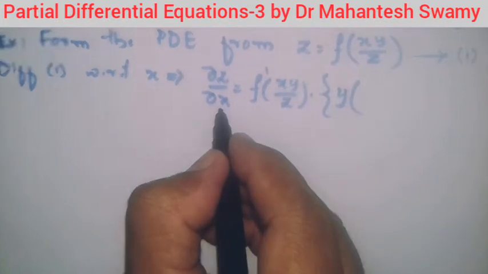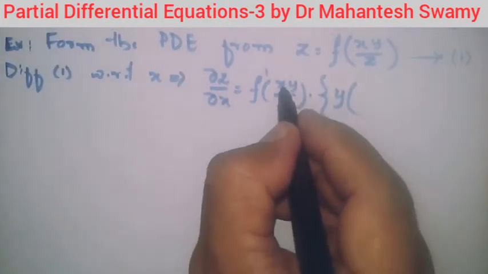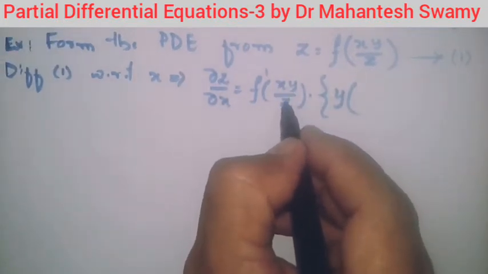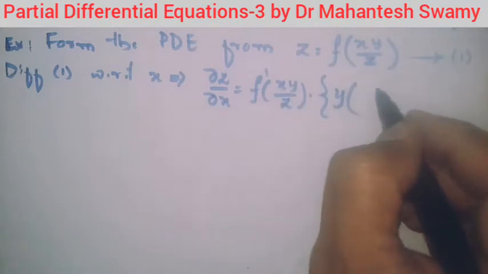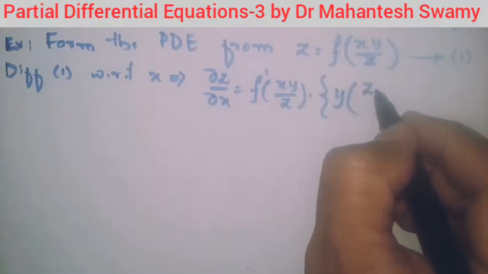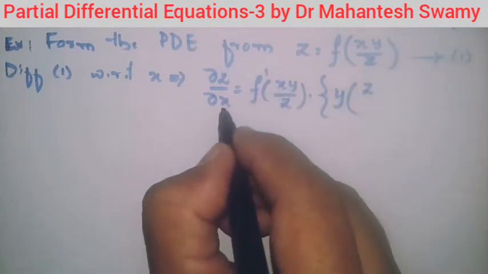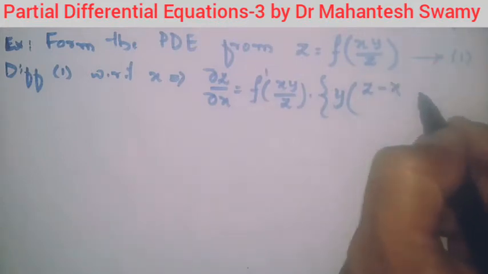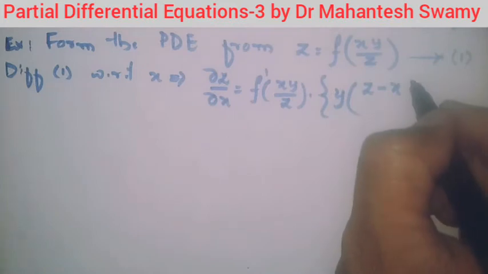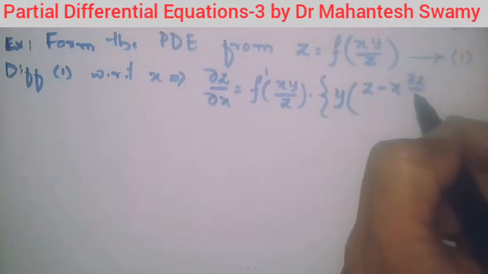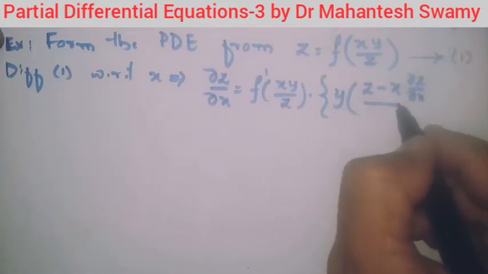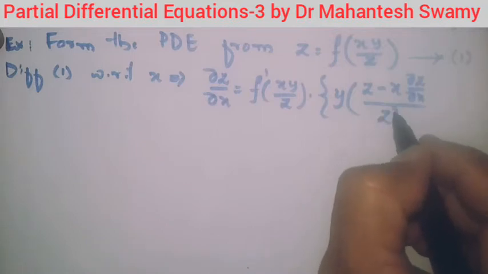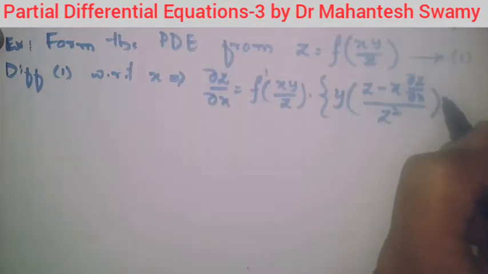Therefore that should be kept outside the differentiation, and x by z must be differentiated using the quotient rule. So keep the denominator z as it is. Differentiation of x with respect to x is 1, minus, keep the numerator x as it is. Differentiation of z is dou z by dou x, whole divided by the denominator square, that is z square. So this is the differentiation of the argument.